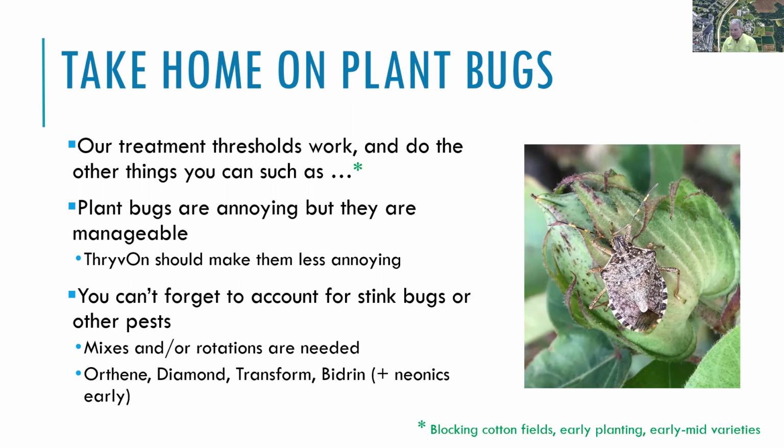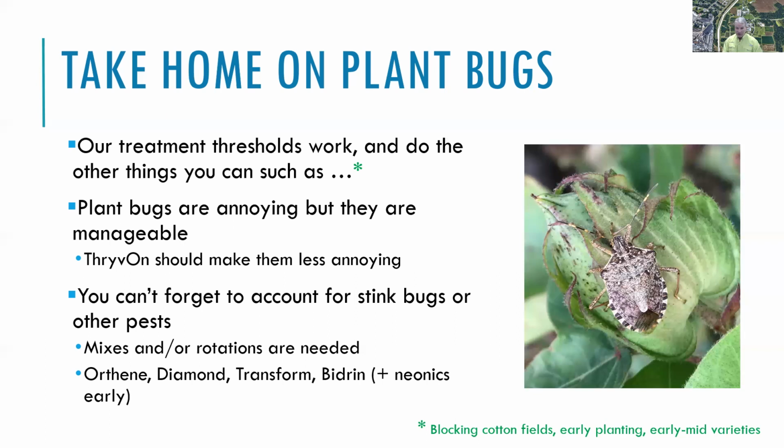Planting early is always recommended, as early as practical. And for Tennessee, I think it's really important to use early and mid-maturing varieties. Very likely going to have to make an additional insecticide application if you're growing more full season varieties. Another take-home point is that plant bugs are annoying, but they are manageable. The Thrive-On technology is going to make them a little less annoying, but we are still going to have to manage those plant bugs in that technology.